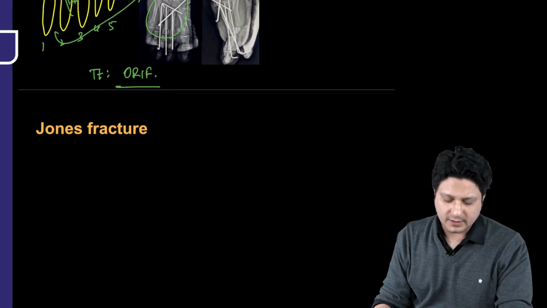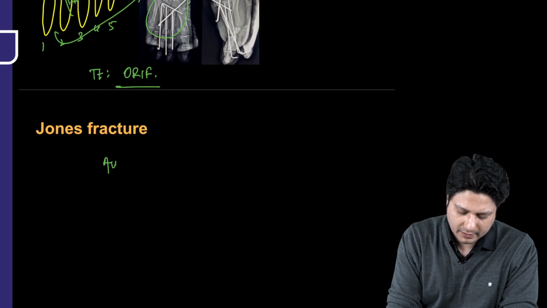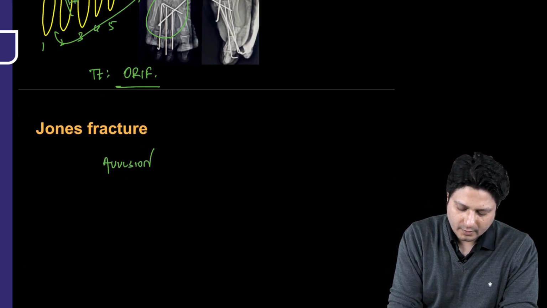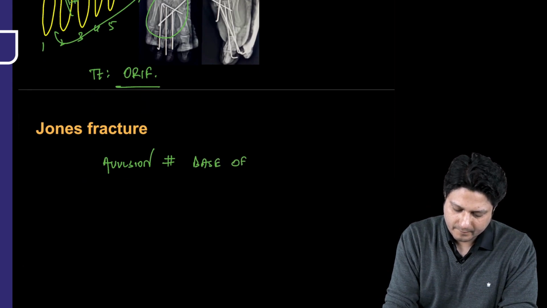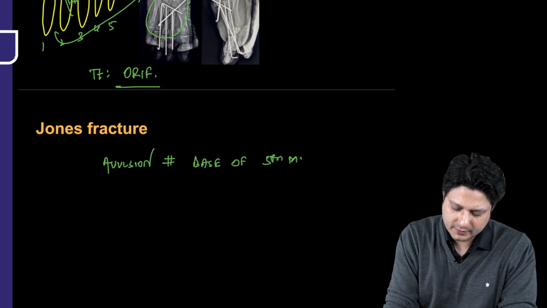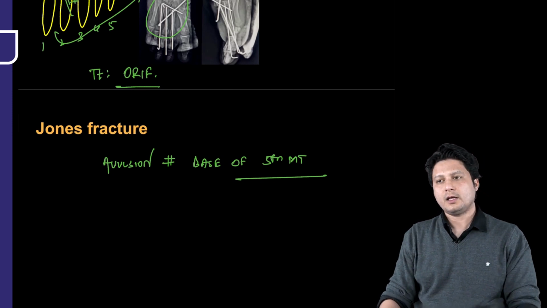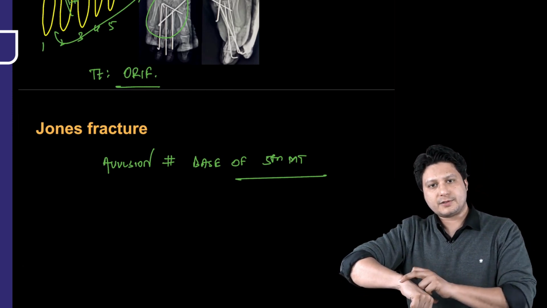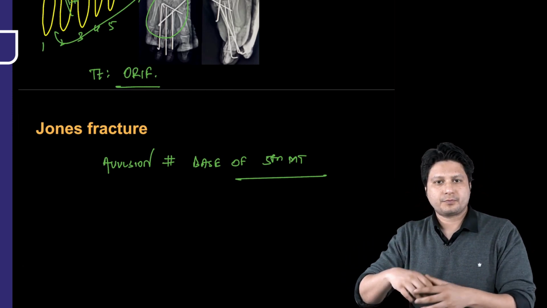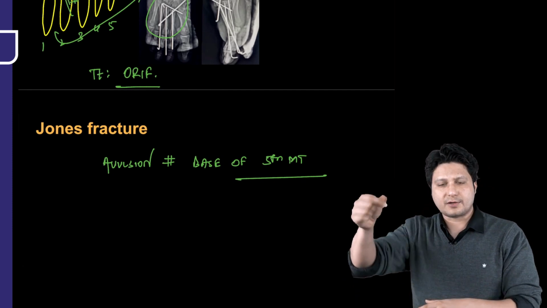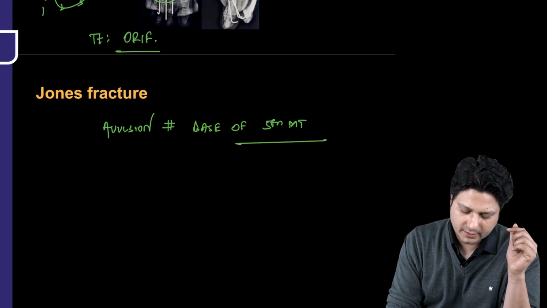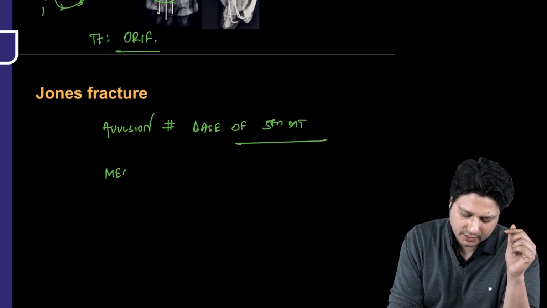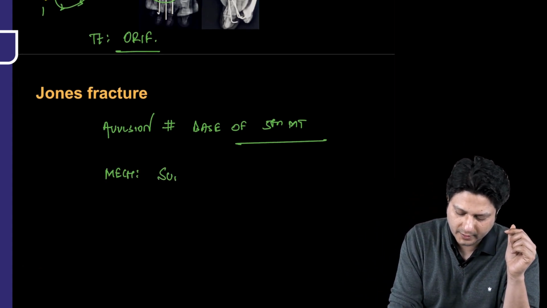As far as Jones fracture is concerned, it is the simple avulsion fracture base of the fifth metatarsal. Avulsion fracture base of fifth. You know, the fifth metatarsal base, when it is avulsed, it is pulled. So avulsion fracture base of the fifth metatarsal because of a supination injury. Yes, the mechanism for causing this Jones fracture is supination.